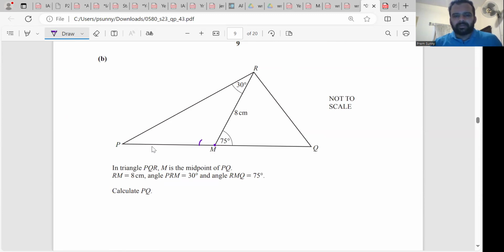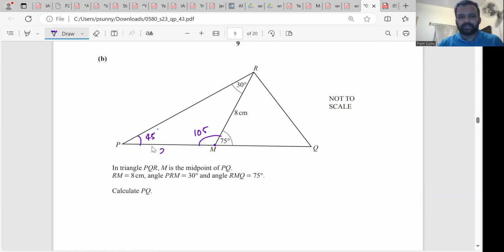I can find this angle because it is a straight line. So 180 minus 75 will give me 105. In this triangle, all the angles add up to 180. 105 plus 30 is 135, and 180 minus 135 is 45. Since M is the midpoint, I'm going to find PM using the sine rule and then multiply that answer by 2.